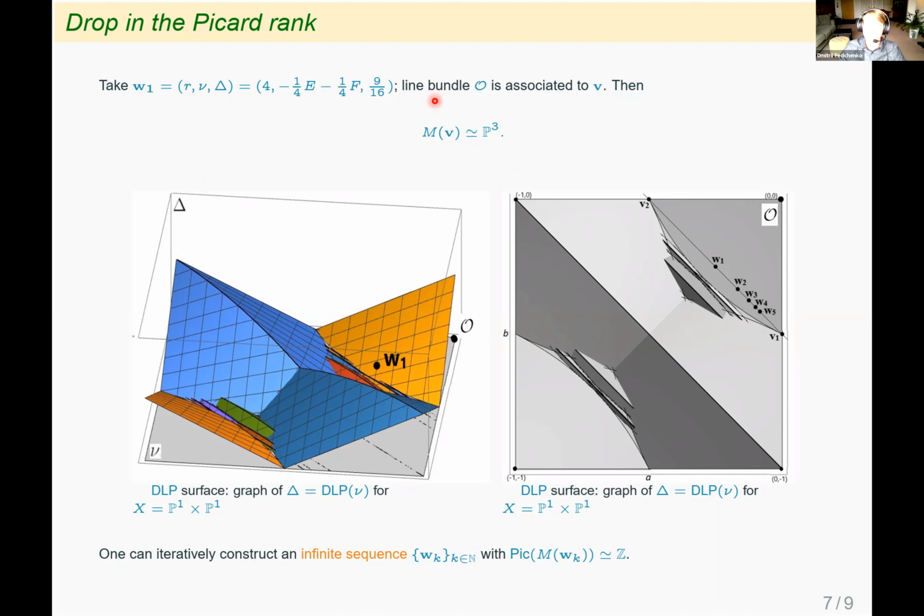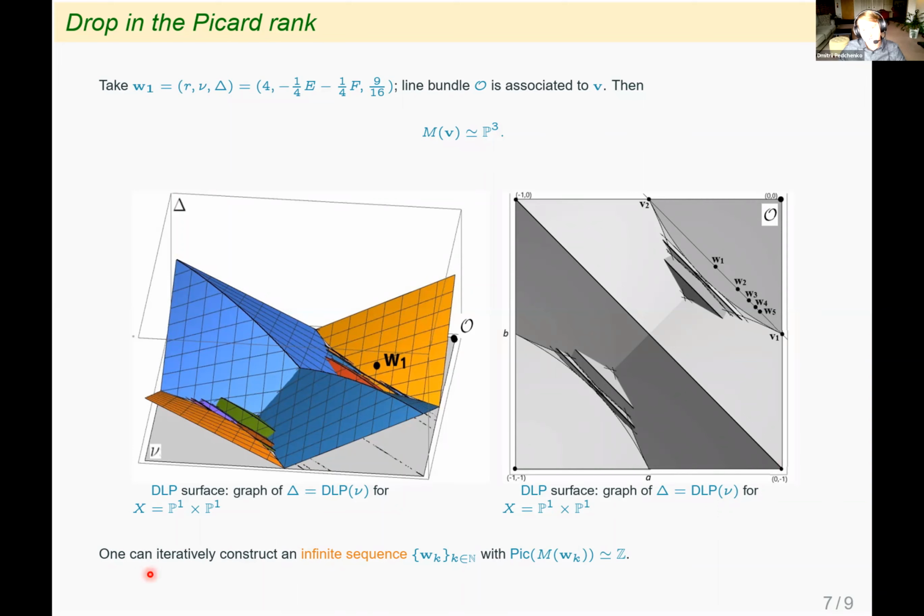So I say here that the line bundle O is associated to V. Well, in this case, you can resolve your semi-stable bundles of that character in such a particular way that you can show the moduli space is just a projective space. And that's why the Picard group is Z. But then you can do even more.